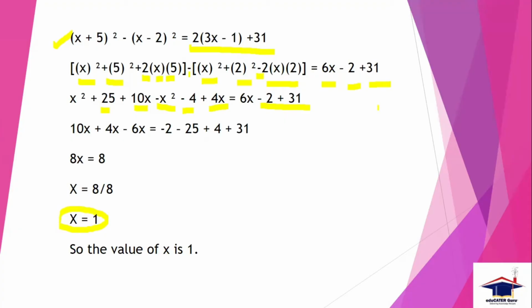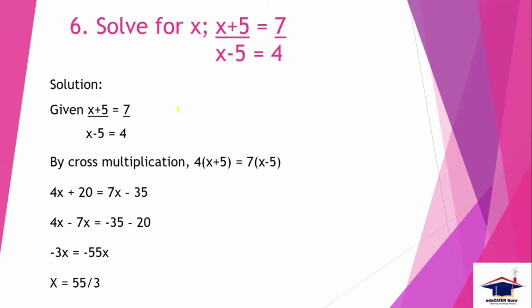So next, solve for x. The equation is x plus 5 divided by x minus 5 equals 7 by 4. So here you have to use the cross multiplication formula. X minus 5 into 7, x plus 5 into 4. This cross multiplication formula you have to use. So by cross multiplying, 4 into x plus 5 equals 7 into x minus 5 will be the equation. So 4x plus 4 5s are 20 is equal to 7x minus 7 5s are 35.